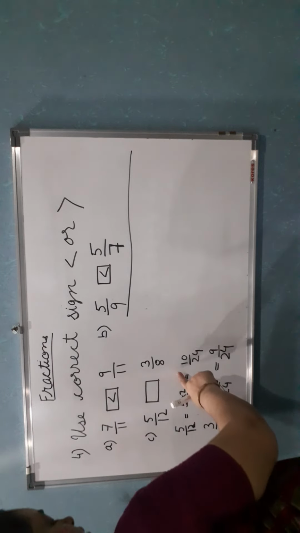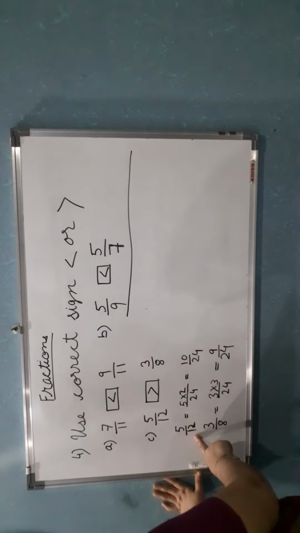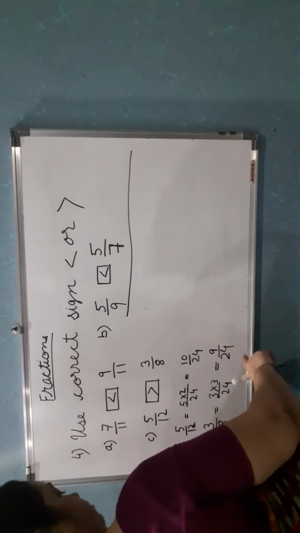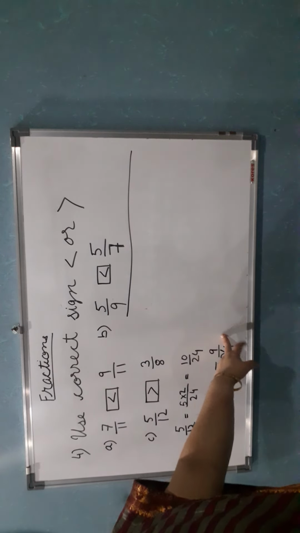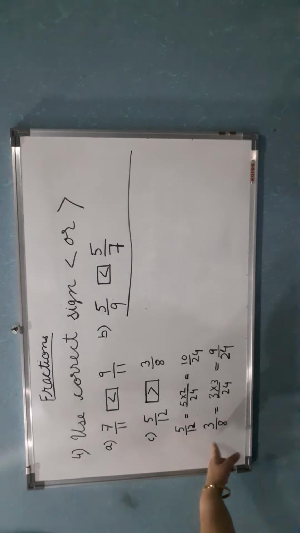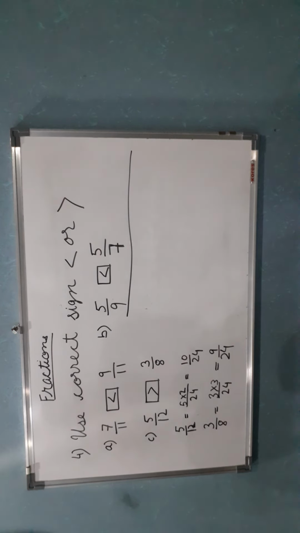Okay. 10 by 24 means 5 by 12. Look here, 5 by 12. 9 by 24 is 3 by 8. So this is less and this is greater, 5 by 12. So in this way you can find out greater than or less than. And also you can find ascending and descending order of numbers.